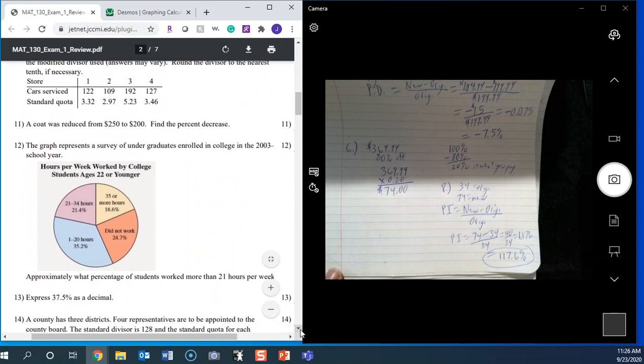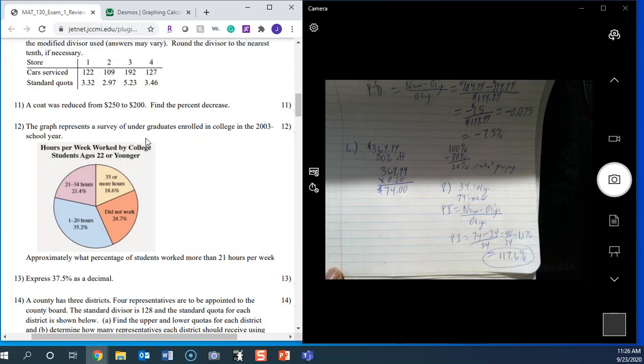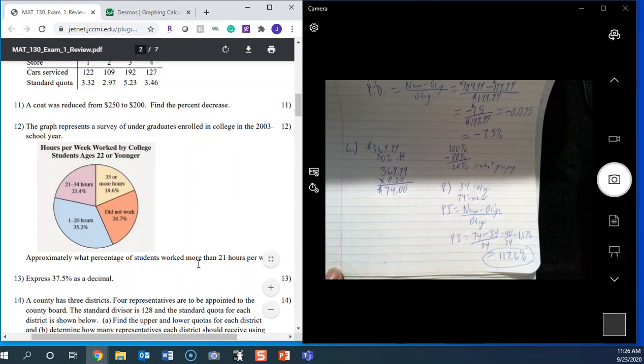Okay, we did percent decrease already. Let's look at this pie chart. It says the graph represents a survey of undergraduates enrolled in college in the, it was cut off, the year, I think it was the 2003-2004 school year. Approximately what percentage of students work more than 21 hours per week? What I'm trying to get you to see here is how to read a graph. When you look at this graph, it says more than 21 hours per week. So if it's more than 21 hours, we would only include these 2 values here, because these are the more than 21 hours.